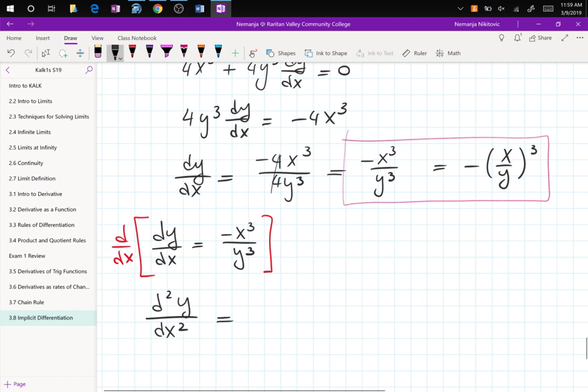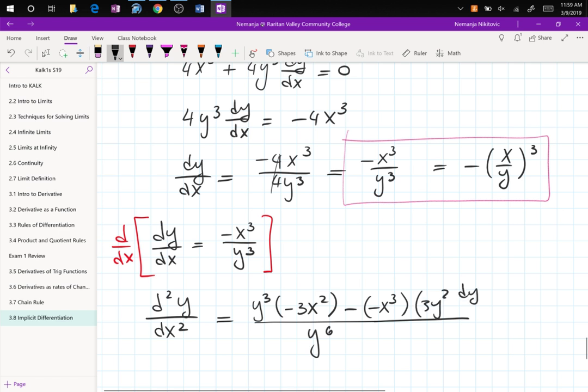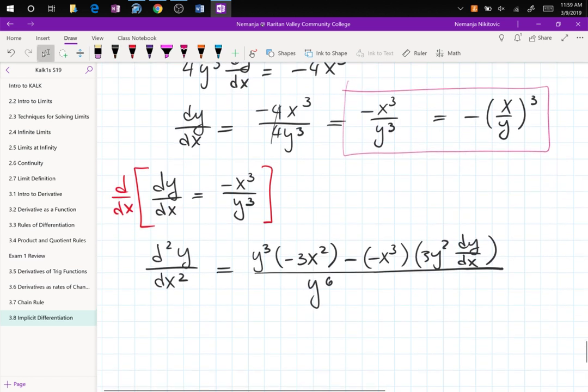Now, on the right hand side, you have the quotient rule. So you have your y to the 6, y cubed times the derivative of this, which is negative 3x squared, minus copy negative x cubed, times the derivative of y cubed, which is 3y squared dy/dx. Can you leave your answer here? No, because you have dy/dx. And you know what dy/dx is. So plug in.